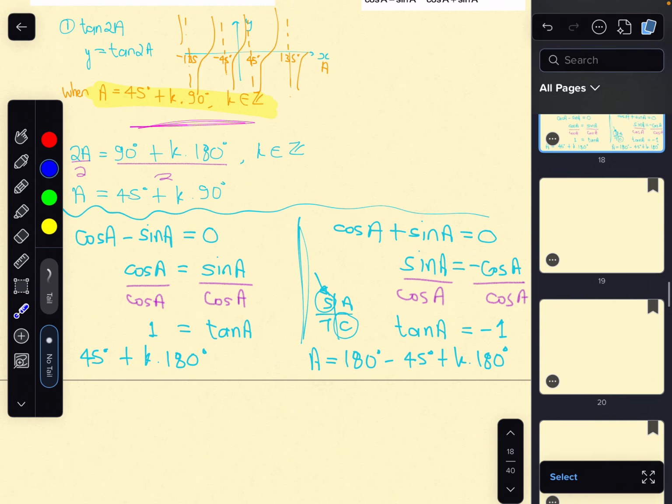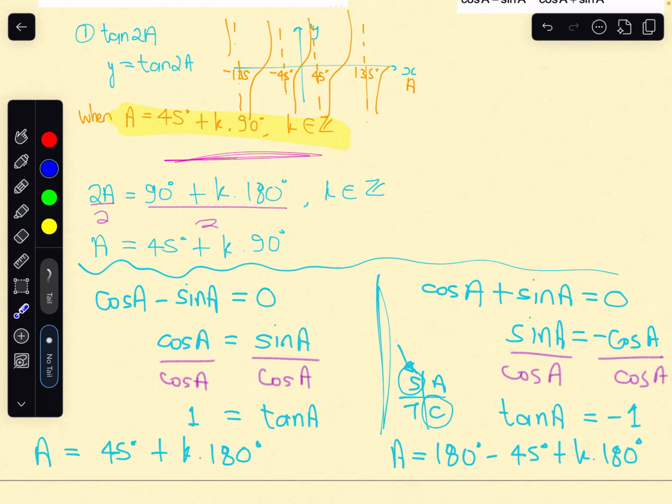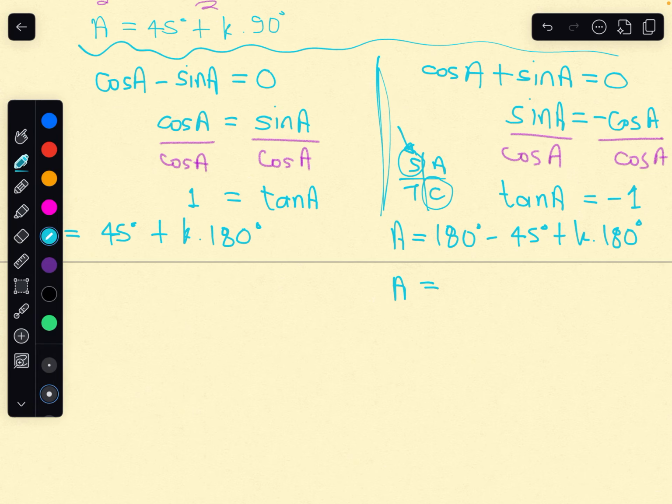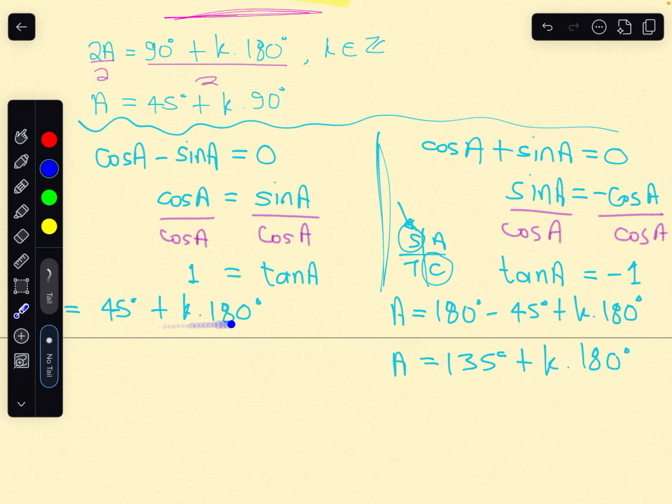Right, so then that is A is equal to 135 degrees plus k180. So at first sight, at naive sight, these look like different solutions to that.